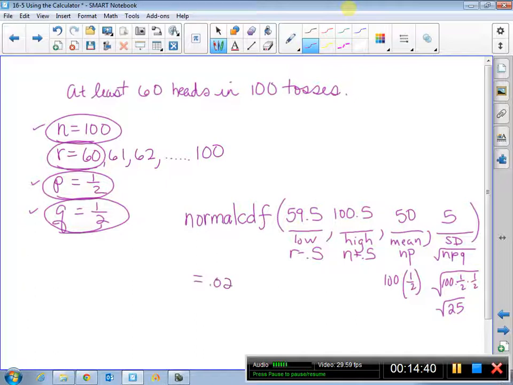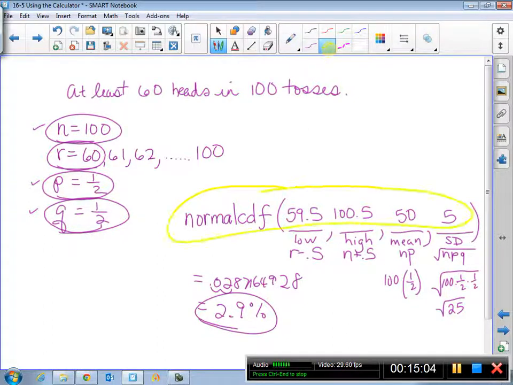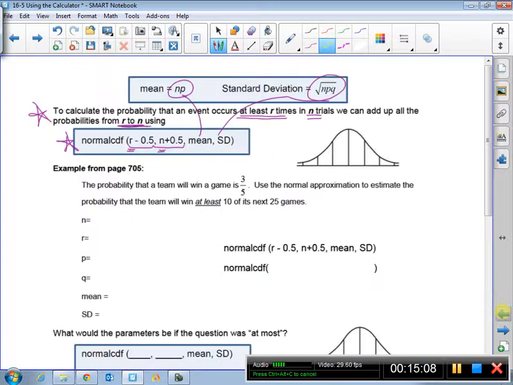or 0.287164928. Percentage-wise, 2.9% probability, very low, that you would get at least 60 heads in 100 tosses. Okay, so these are the two uses for normal CDF. They have had a question like this on a Regents, but it's not very common.